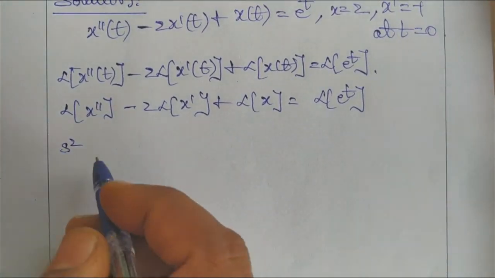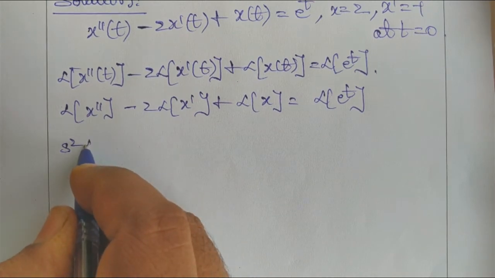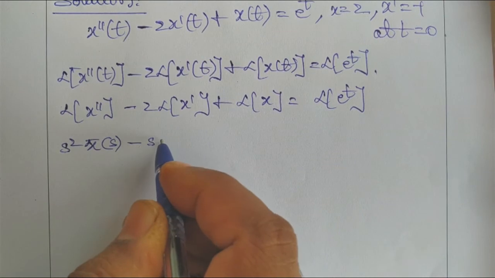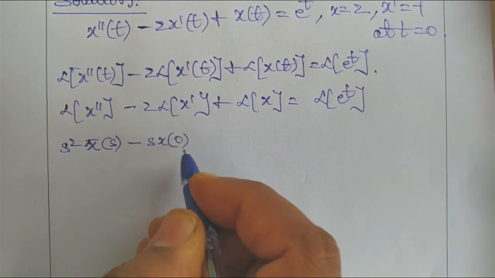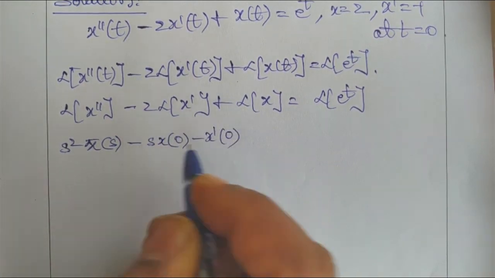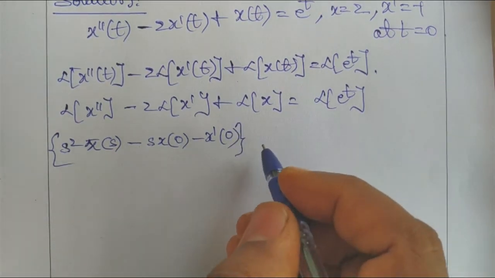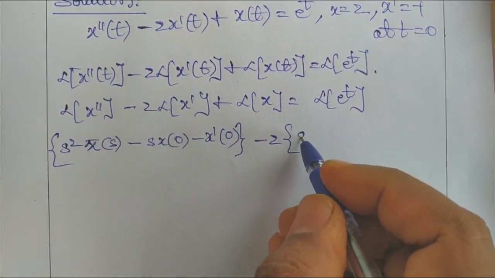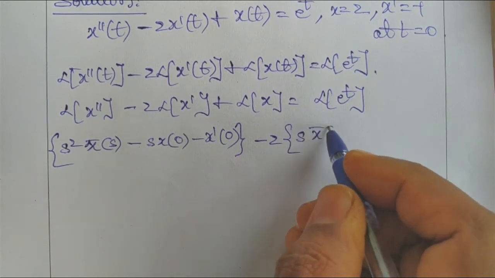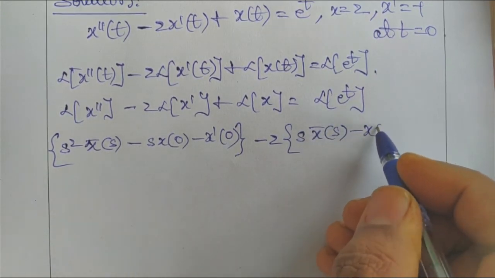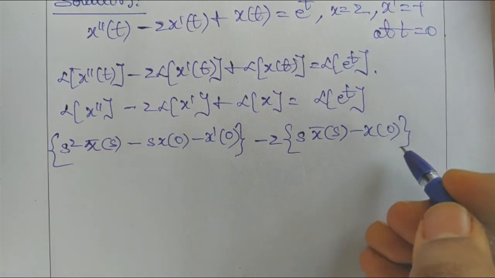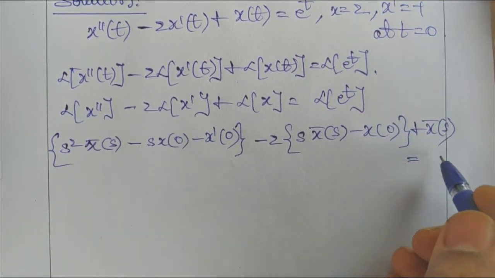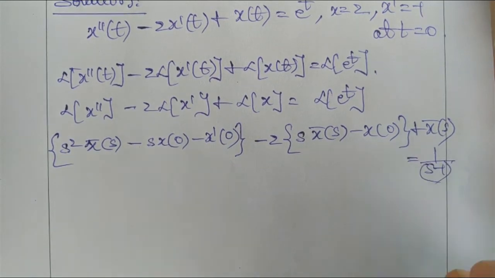Now this can be written as, okay, so we can write it as s square into x bar of s minus s into x of 0 minus x dash of 0, minus 2 into s into x bar of s minus x of 0, plus x bar of s is equal to 1 divided by s minus 1.